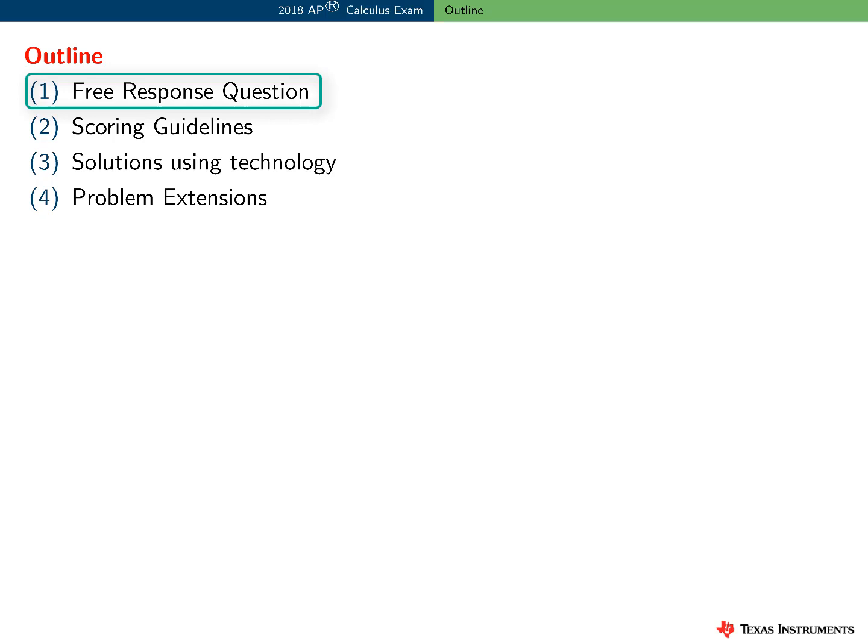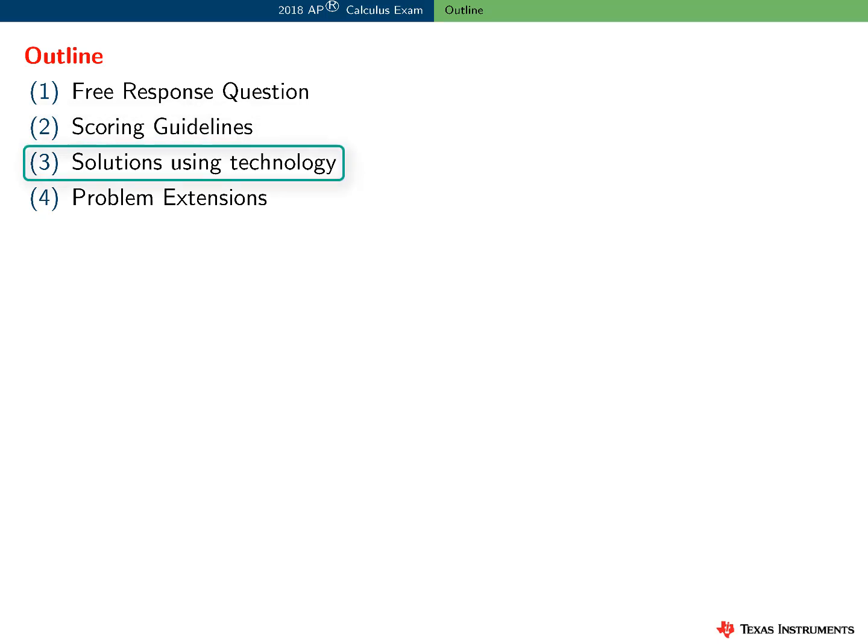Here's an outline of the information presented in this video. I'll start by reviewing the free response question, and then the scoring guidelines used at the AP Calculus reading. And I'll focus on the solutions presented in these guidelines, not how the points were awarded. Now, even though this question was not calculator active, I'll show you how to use technology to explore and solve parts of this question, where appropriate.